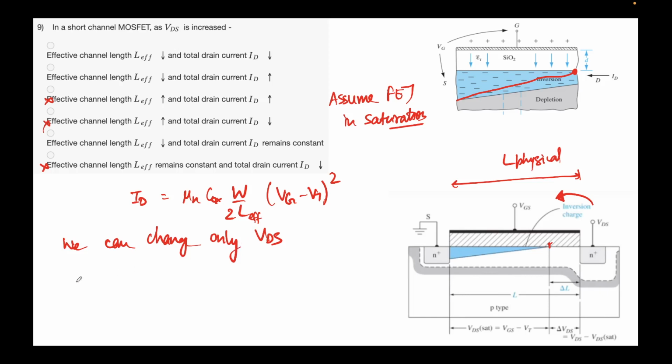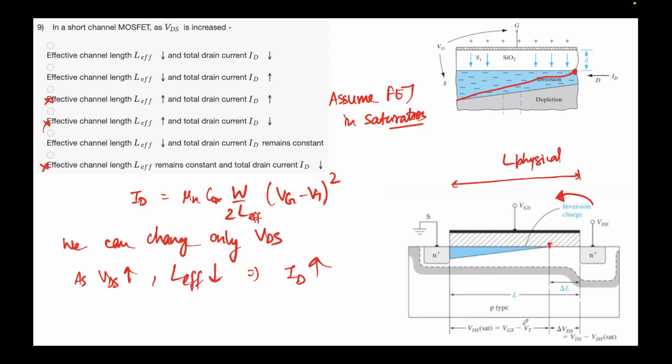As VDS increases, L effective decreases. Vg and Vt I am not changing, mu n I can't change, Cox is already fixed, W is fixed. If VDS increases, L effective decreases, which means ID increases. Again, very simple unitary method. ID depends on L effective, and L effective will change when VDS changes. So in saturation, if you have already hit the onset of saturation and you increase VDS even further, your L effective is going to decrease, because this is going to shift to the left, which you can see here.